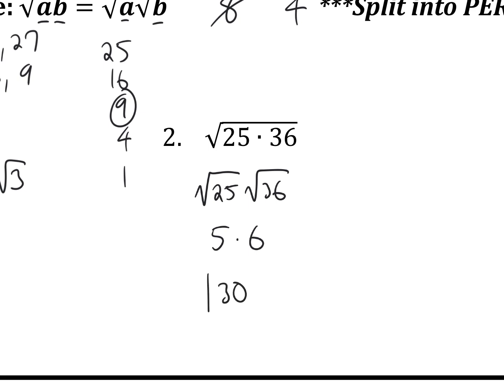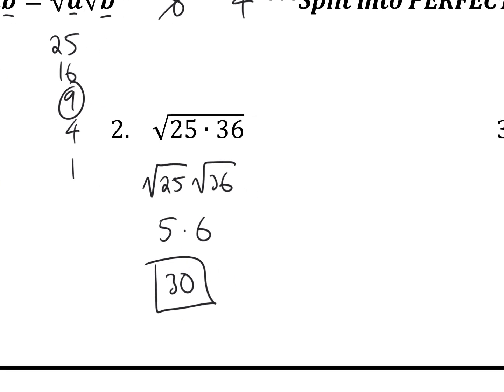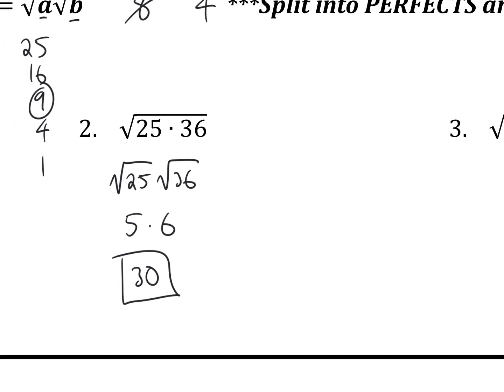And what's 5 times 6? It is 30. Now let's do the same problem a different way. Let's say we do combine them. There's nothing wrong with that. That's a valid thing. 25 times 36 is going to be square root of 900. And what is the square root of 900 going to be? That is also 30, right? So there's two ways you could do this one. I personally don't like to make numbers bigger. I like to make them smaller, but either way is totally valid, okay?